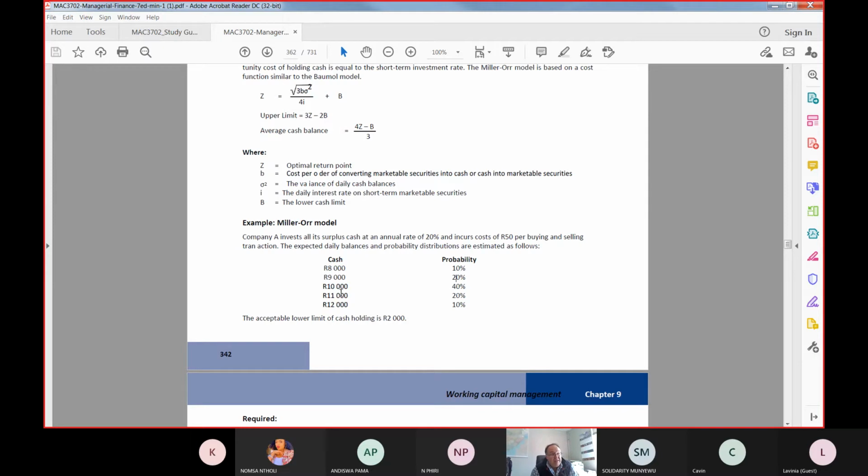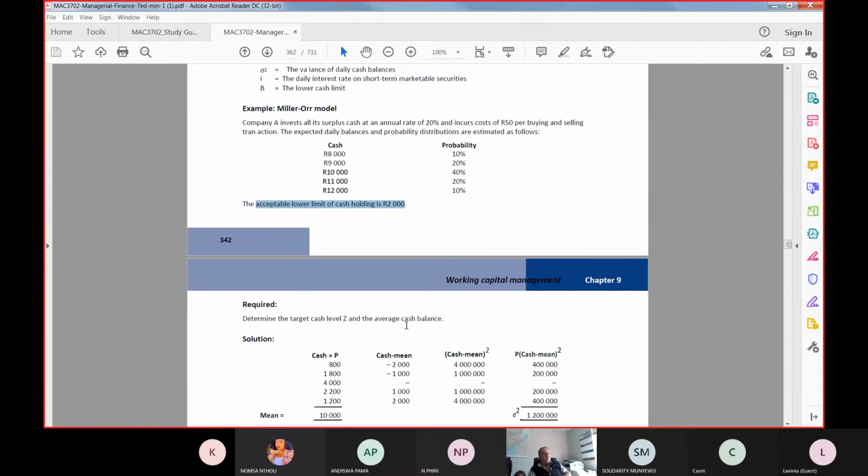9,000, 20%. 10,000, 40%. Now, these probabilities, if you get a question that doesn't make sense, will be given to you. The acceptable lower limit holding is 2,000 Rand. We need the lower limit holding to subtract it. That is like your bottom line, to subtract it from your net. So, take the first one, for example. Now, we do the calculation as required.